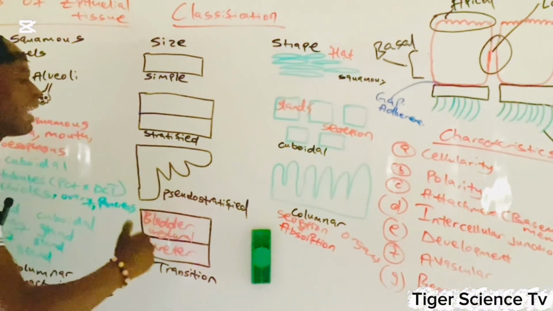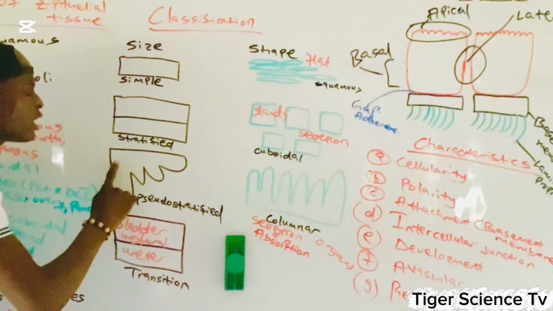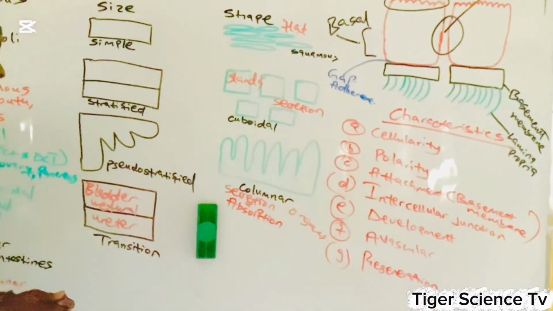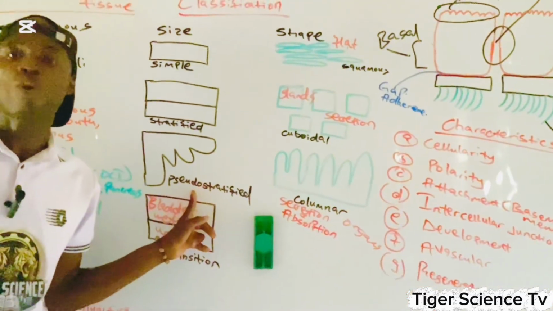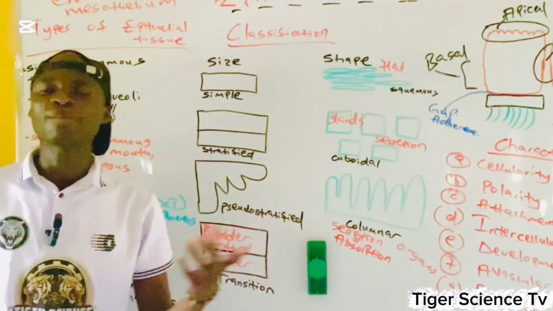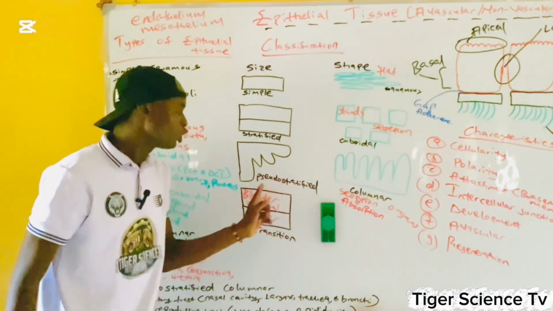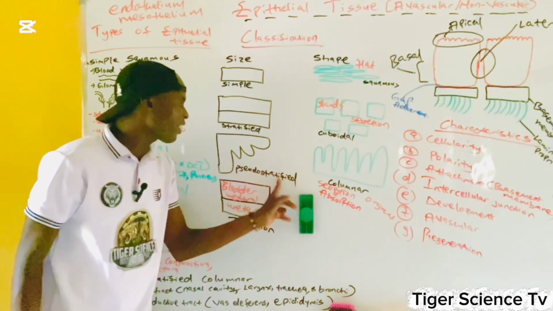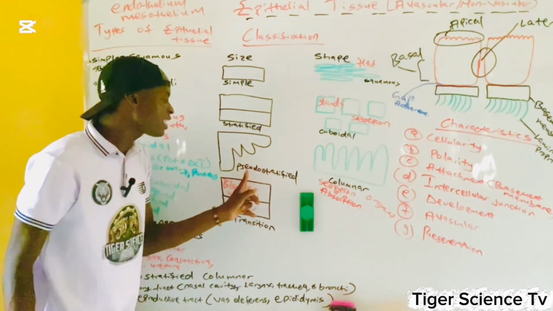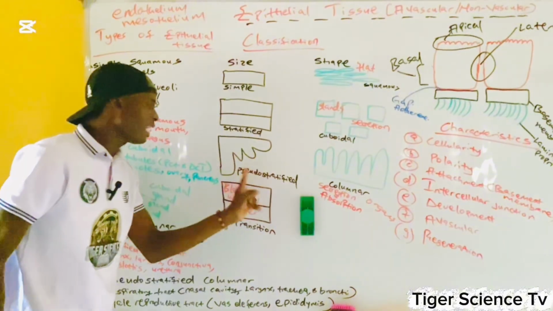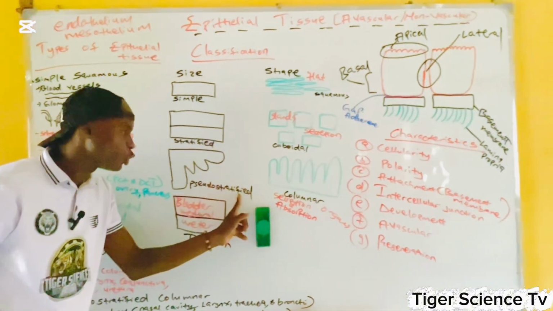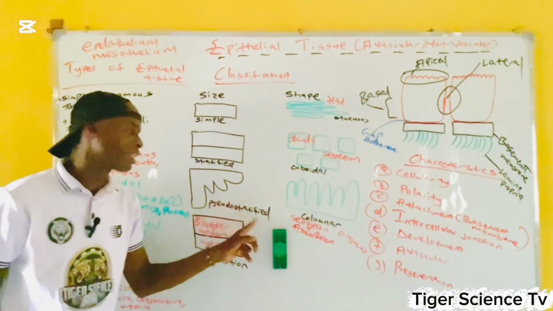Pseudo-stratified simply means a type of epithelium that has a single layer that resembles a double layer. Now, the word pseudo in science simply means false. So when somebody is making a statement for you and you know that the person is lying, that person is making a pseudo statement. So pseudo means false. Stratified simply means double layer. So pseudo-stratified means a single layer that tries to resemble a double layer, which is stratified. That's where we get pseudo-stratified epithelium.